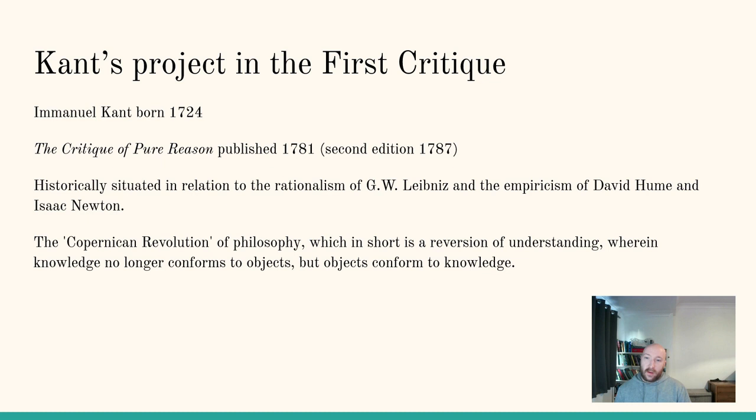So what's the Copernican revolution with respect to Kantian philosophy? Well, I would put it in short: it's a reversion of understanding, where knowledge no longer conforms to objects, but objects conform to knowledge. So what does that mean? Well, there's a subject, we're the subjects, and there's an object, a phone or something. Usually it's understood that there are objects and our knowledge conforms to them. The reversion here, in the sense that we no longer become the center of our own faculties or existence, is that the object conforms to knowledge.